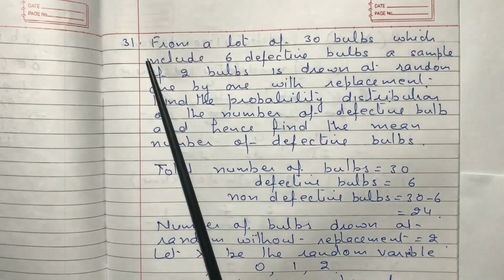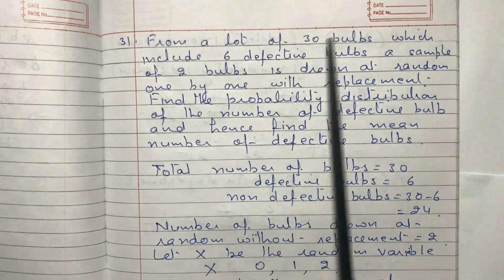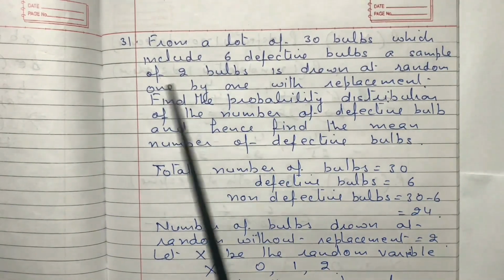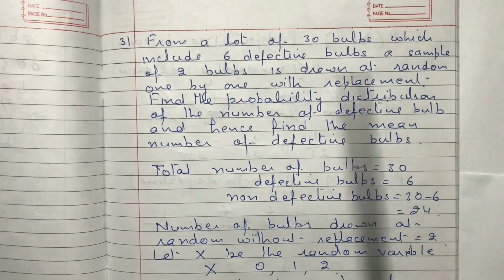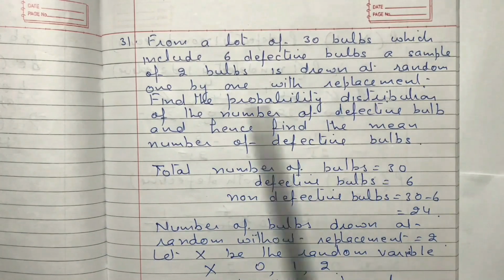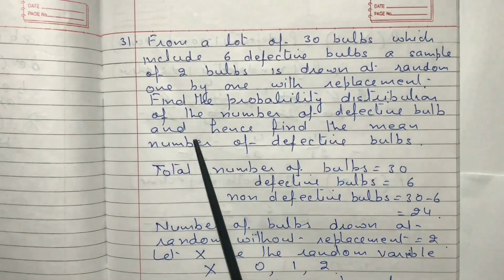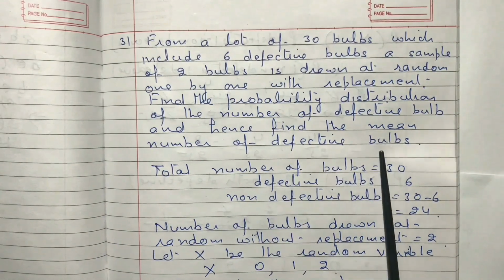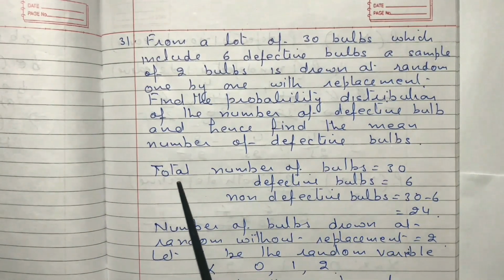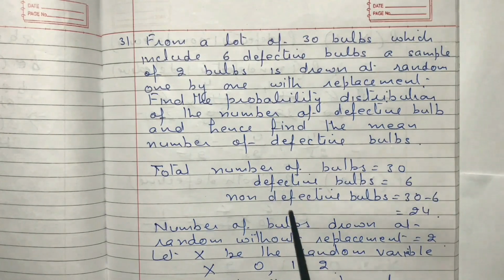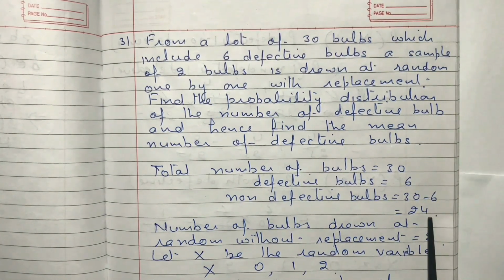Now this is question number 31. From a lot of 30 bulbs, which includes 6 defective bulbs, a sample of 2 bulbs is drawn at random, one by one, with replacement. Find the probability distribution of the number of defective bulbs and hence find the mean number of defective bulbs. It means total number of bulbs 30, defective bulbs 6, non-defective bulbs are 24.